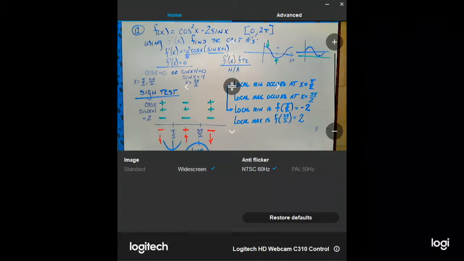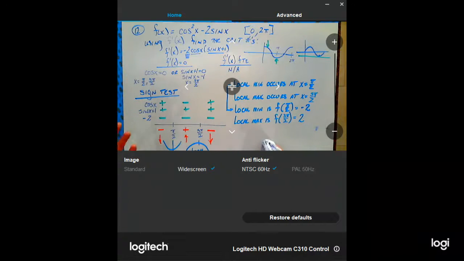So we found our local max, we found our local min, we found where we have a local max, we found where we have a local min, we found which intervals are decreasing and which interval in this case is increasing. And so we've taken care of the vast majority of what they've asked us to do. Now, in addition to those questions though, they also wanted us to discuss concavity.